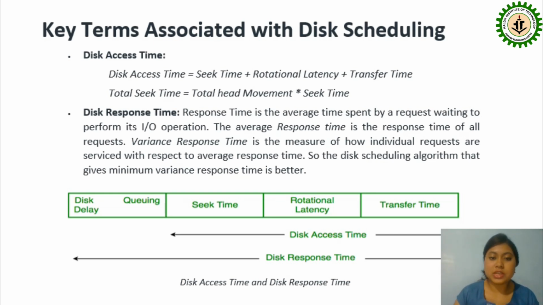What is the disk response time? The response time is the average time spent by a request waiting to perform its I/O operation. The response time of all requests gives the average response time. Variance response time is the measure of how individual requests are serviced with respect to average response time. So disk access time is seek time plus rotational latency plus transfer time, and disk response time is disk queuing time plus seek time plus rotational latency plus transfer time. These are some of the key terms.